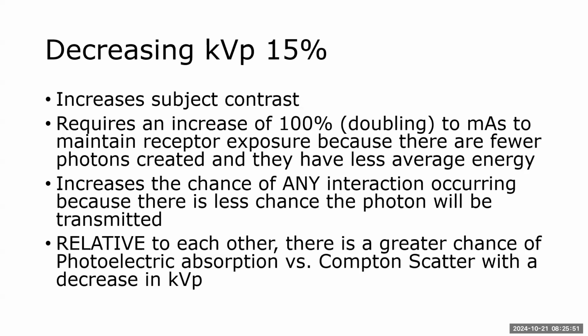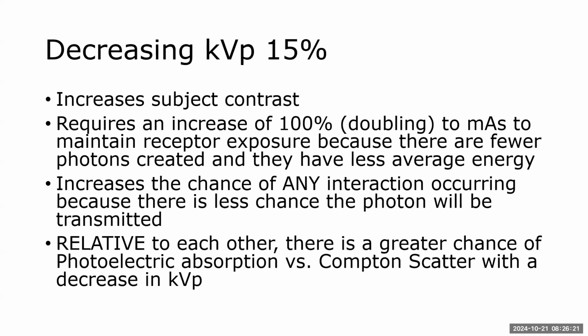So decreasing kVp increases subject contrast. It requires an increase of 100%, or doubling, of the mAs to maintain receptor exposure, because when we decrease our kVp, now there's fewer photons being created in the X-ray tube, and they have lower energy. So there's going to be a less likely chance that they can make it through the patient's body and interact and contribute to receptor exposure.